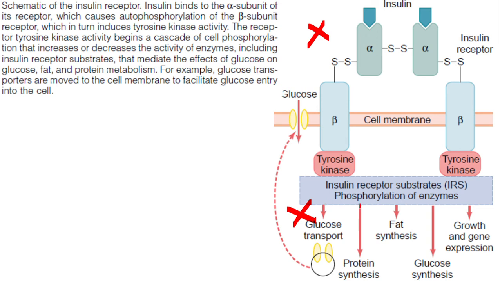It is leading to phosphorylation of enzymes, and the phosphorylated enzymes are active. It is leading to the various functional aspects such as glucose transport, protein synthesis, fat synthesis, glucose synthesis from where? You find it out, and growth and gene expression, etc. What about the glucose transport? It is activating the glucose transport across the glucose transporters on the plasma membrane. And you see, everything is explained here also. Remember, this is a tyrosine kinase activity.